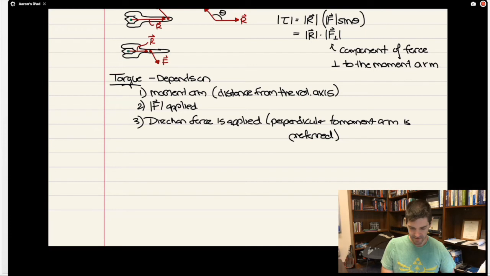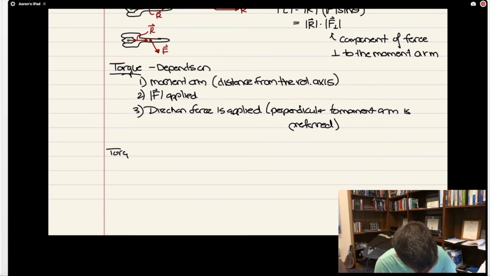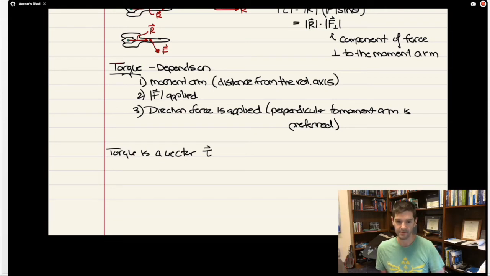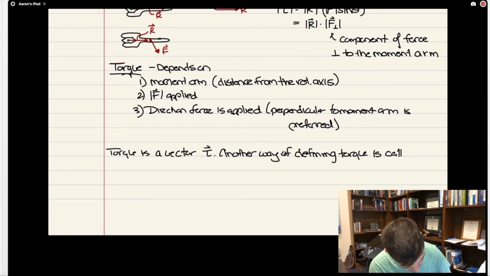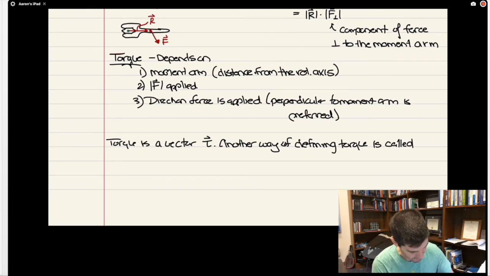Right, so the way we define torque, torque is also a vector. I wrote it above as lowercase tau with a little arrow sign. Torque has a direction associated with it. Another way of defining torque is through what's called the cross product.